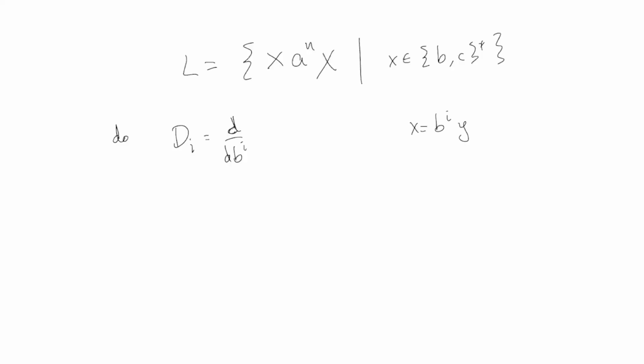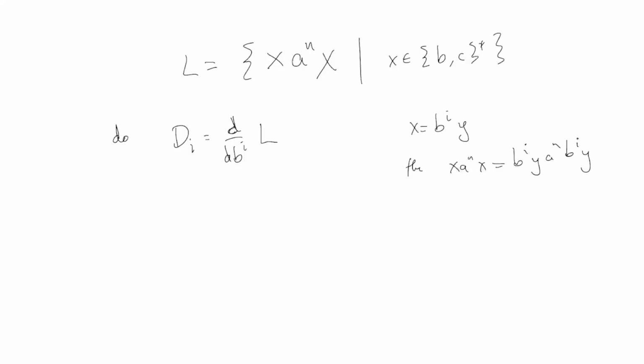So I imagine that x looks like b to the I y. And then I cancel off that b to the I. So what does the rest of it look like? If x equals b to the I y, then x a to the n x looks like b to the I y a to the n b to the I y, right? If x is b to the I y.